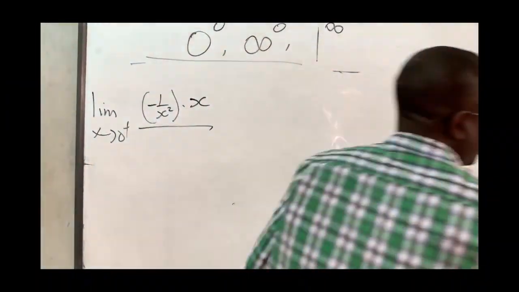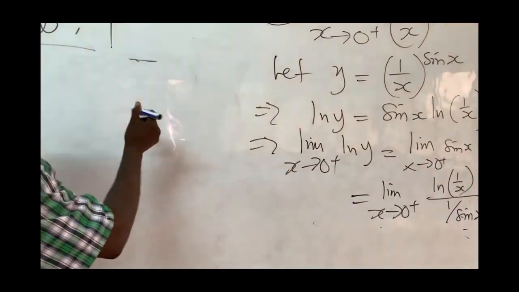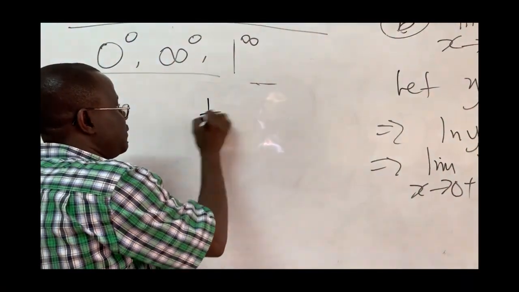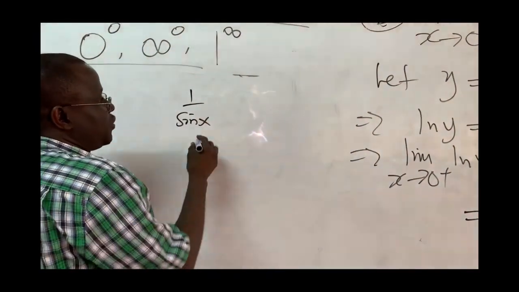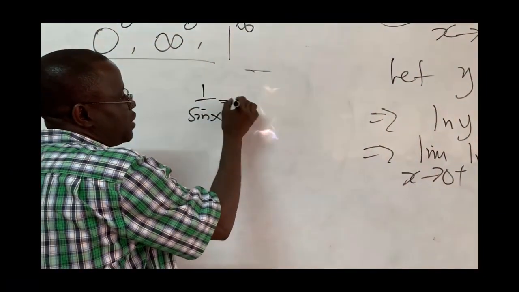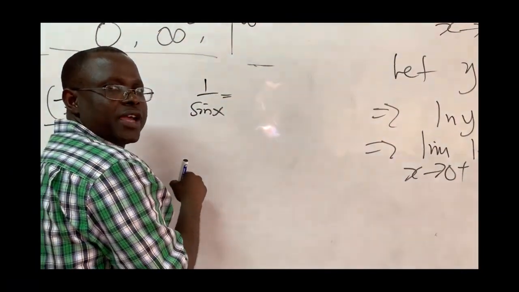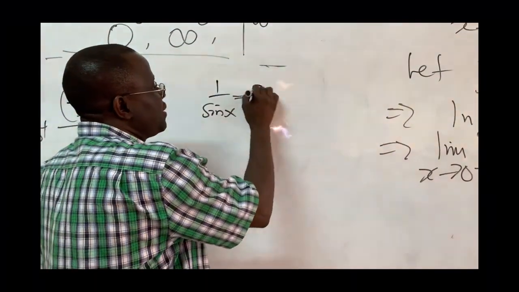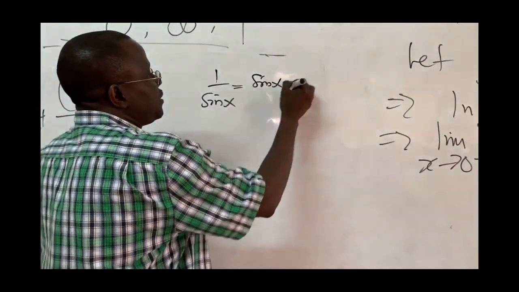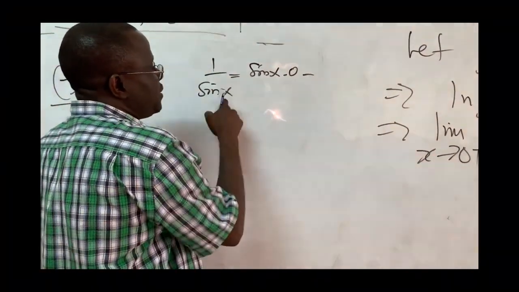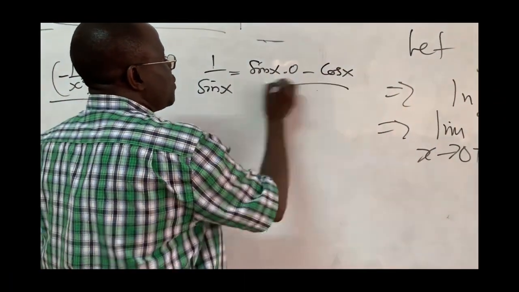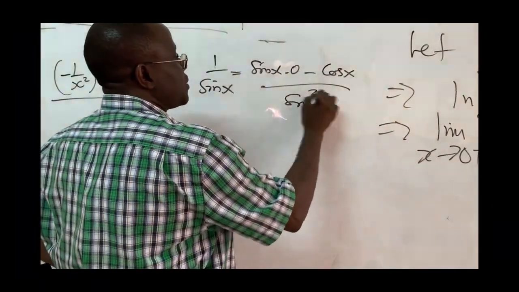So again, the limit as x goes to 0 plus, all over. Now we're going to do this one: 1 over sine x. You want to differentiate this one. You can use the quotient rule: leave sine x, differentiate the numerator to get 0, minus, leave the numerator, differentiate sine x, that is cosine of x, all over the square of the denominator, which is sine squared x.